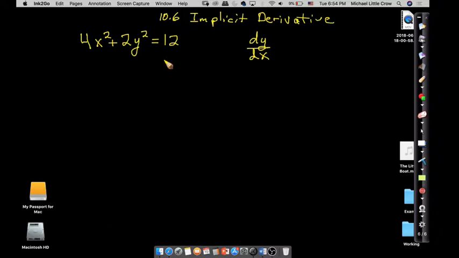Someone said it. Constants, the derivative of constants, are always 0. Exponentials are their own derivatives. So constants are 0.